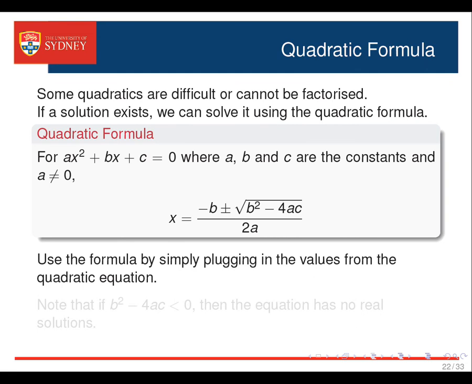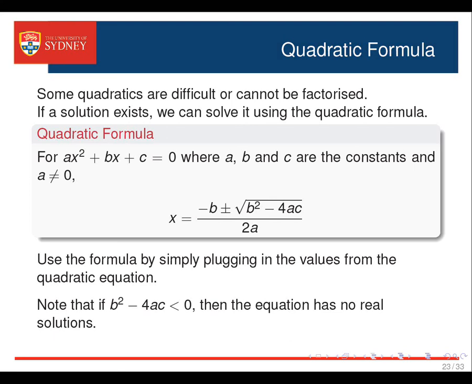We simply use this formula by plugging the corresponding values from the quadratic equation. We will show you an example in the next slide, but before we do, keep in mind that b squared minus 4ac is called a discriminant. If this discriminant, which is what is in the square root of the quadratic formula, is negative, then the equation has no real solutions.